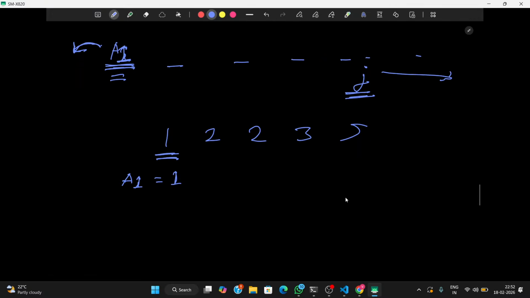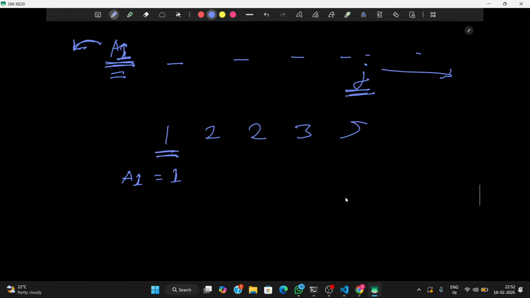So if you see this, you will notice that we need to find the number of distinct elements, right? We need to find the number of distinct elements. And now, since you cannot change A1, the element which is at A1 will always be there in the array.